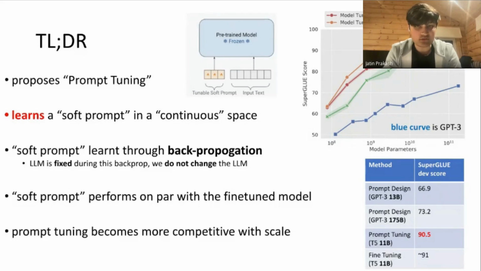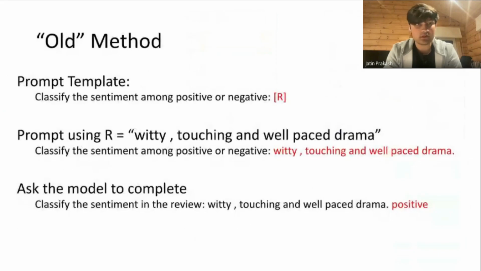The top two only use the discrete prompt strategy. Then if we use prompt tuning on a T5 model by Google, which you can consider a generator model, it gives 90.5 with just a fraction of the parameters optimized. So, cool. Just one small thing before I move on to the actual method.